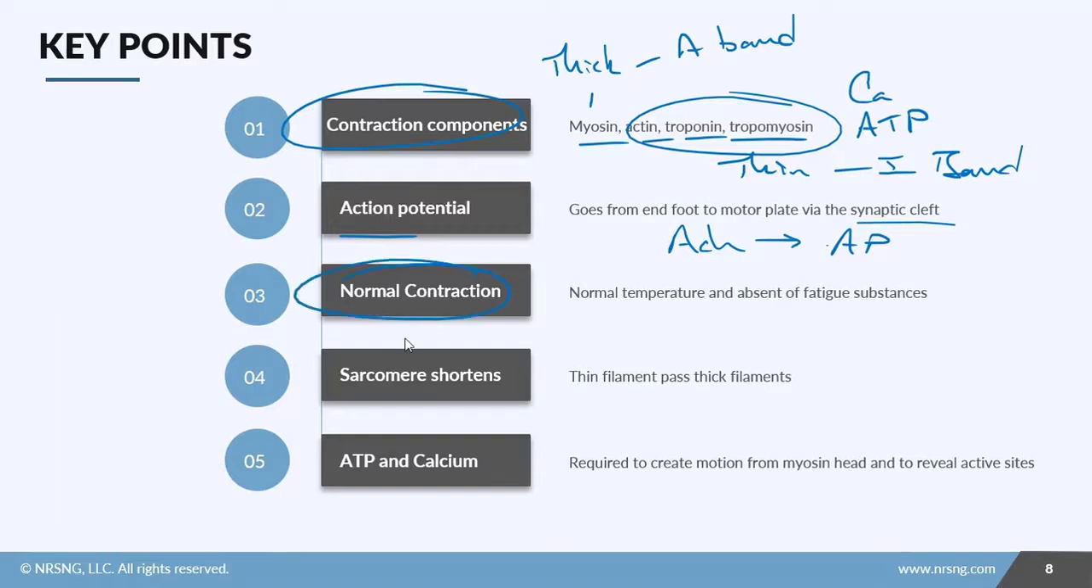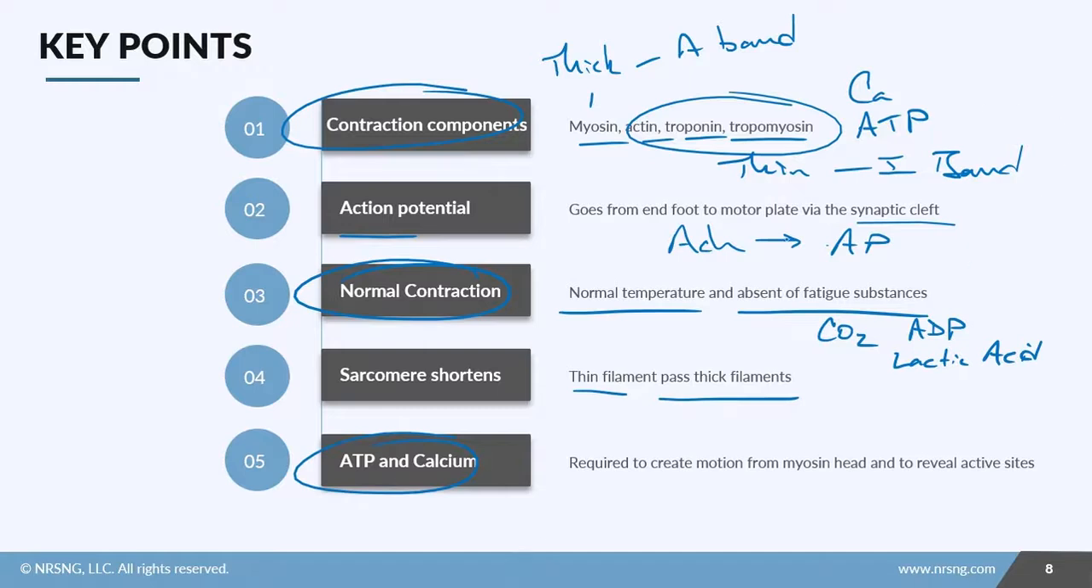You've got your normal contraction, and the things that you need for a normal contraction, don't forget this. You need your normal temperature, and you have to be absent of those fatigue substances like CO2, carbon dioxide, ADP, and lactic acid. Remember that we're talking about the sliding filament theory, that the sarcomere shortens because the thin filament passes the thick filament. And then finally, ATP and calcium, just like we talked about here, are required to create motion from that myosin head and to reveal those active sites.